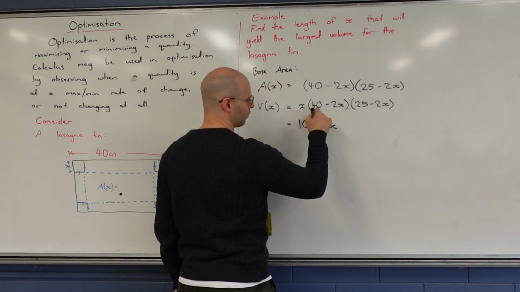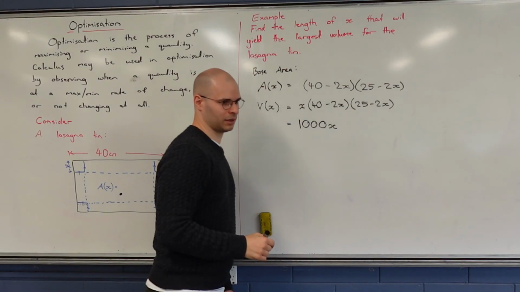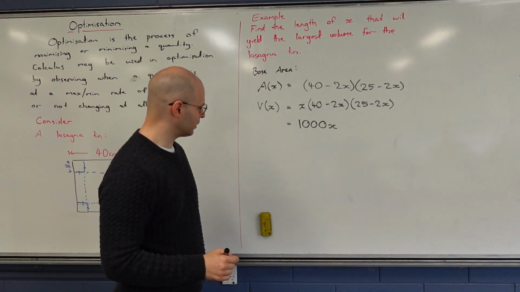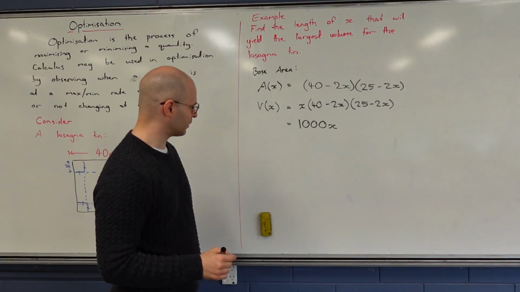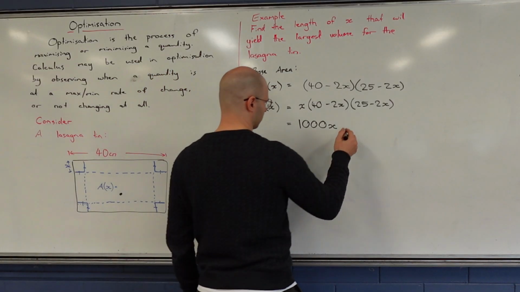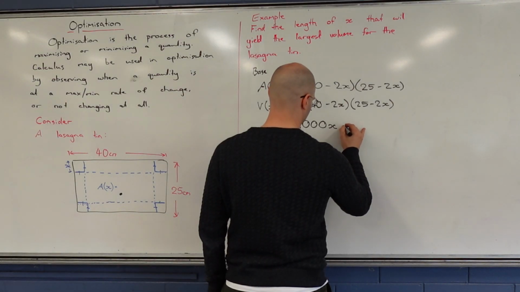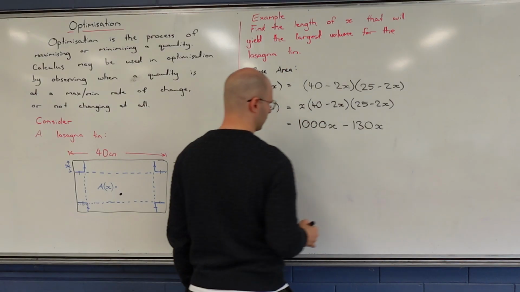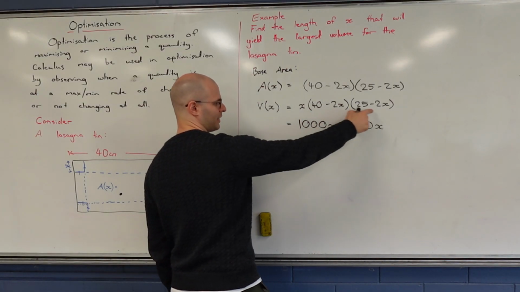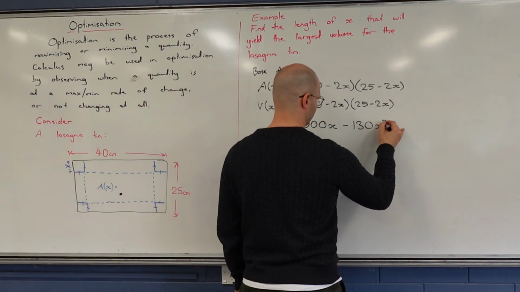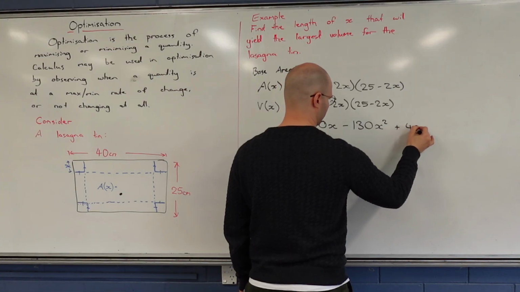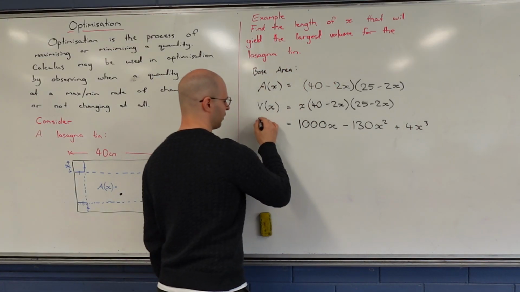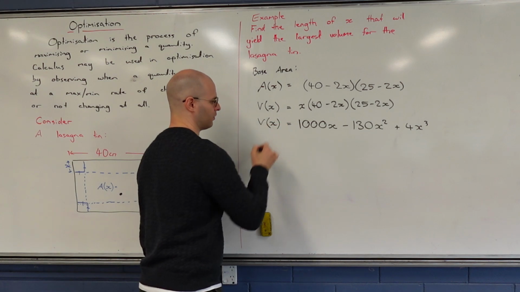Okay, what's 40 times 2? 80. Plus 2 times 25. 130. And then, what's 2x times 2x? 4x squared. Bingo. So here's our volume function in its expanded form.